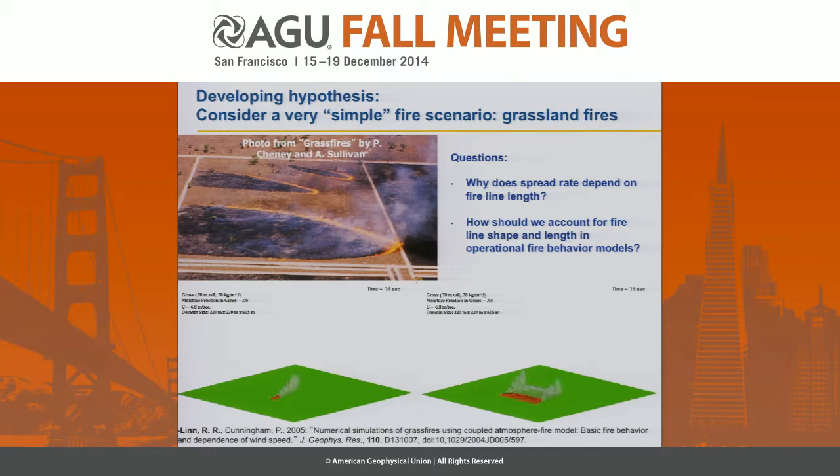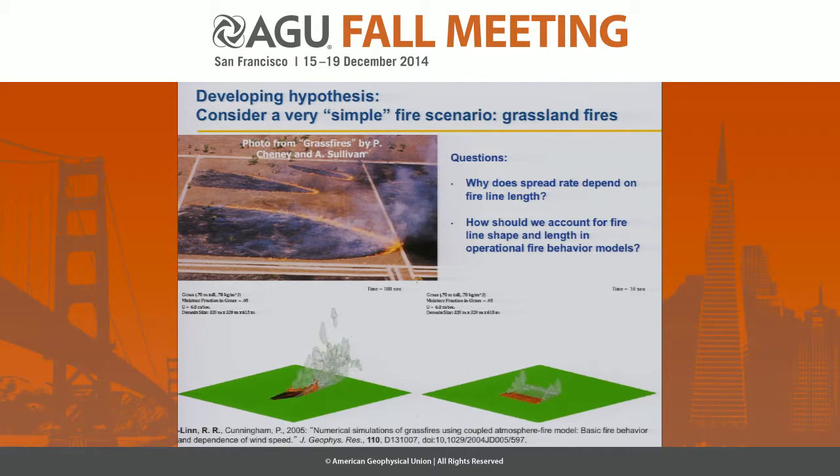So, these are a set of old simulations, but I really like to point these out because these are grass fires. These are about the simplest kind of fire that anybody ever comes up with. Oh, it's just a grass fire. Here are two grass fires where the only difference in the two simulations was the length of the line that you start with. And yet, that is still a big unknown.